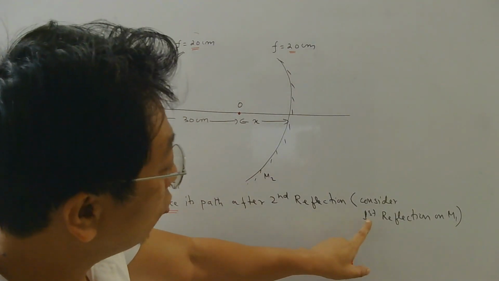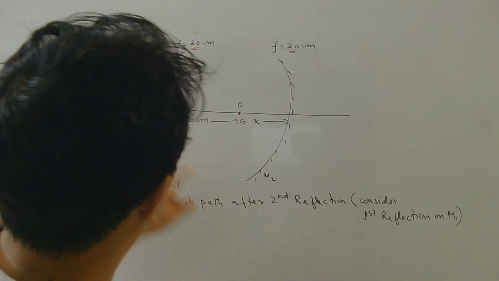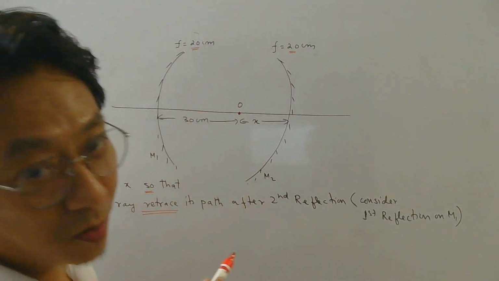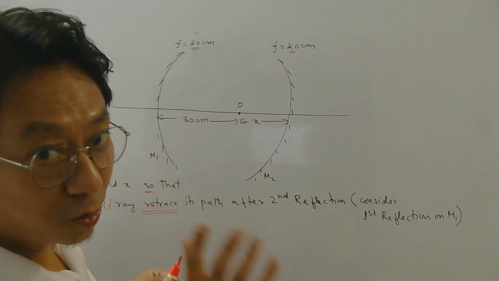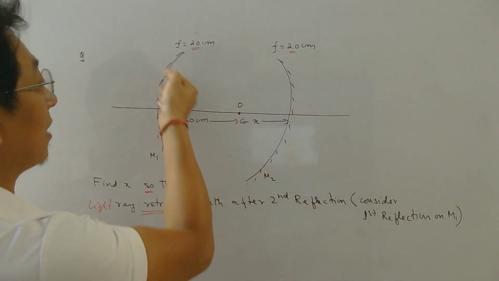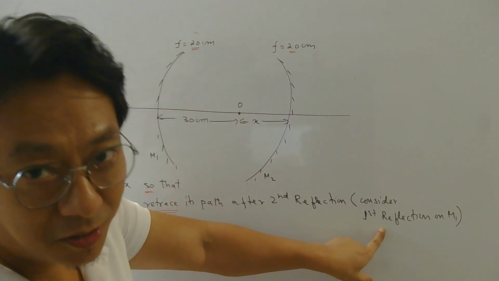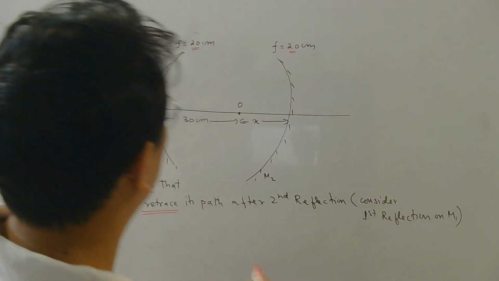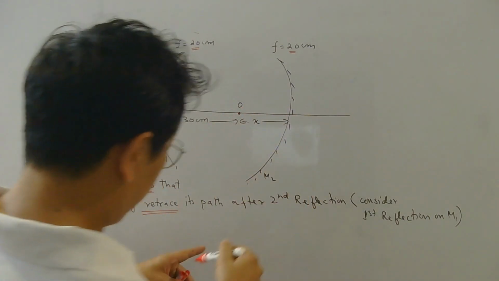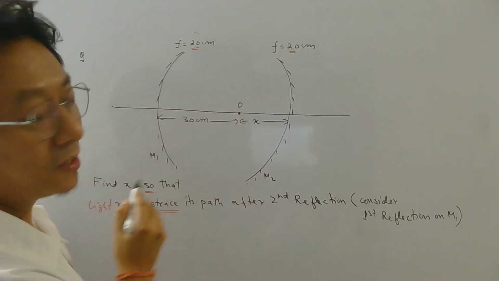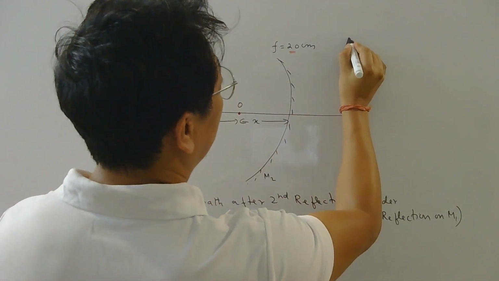They are asking you to assume first reflection is on M1. Light can go this way also, this way also. So you have to assume those rays which are going this side to solve this problem, because they mentioned first reflection is on M1. Now for first reflection on M1, let us find the image distance of this, right? So for reflection at M1.